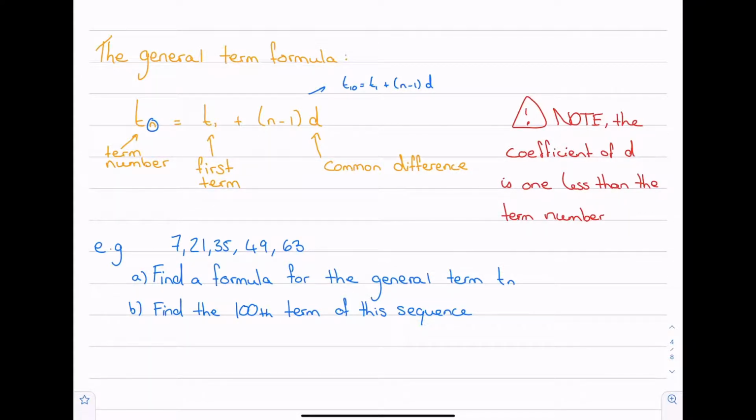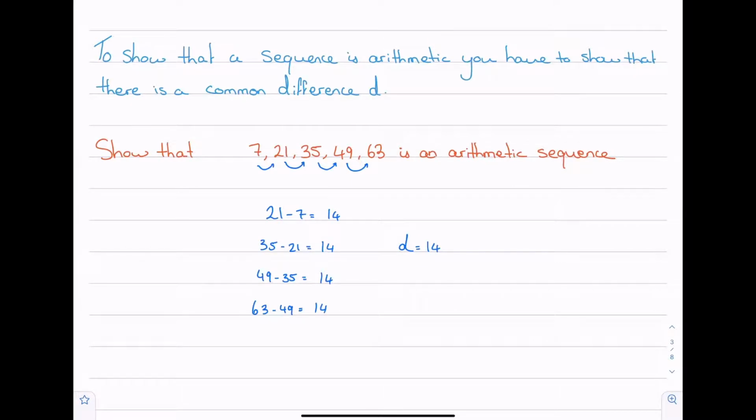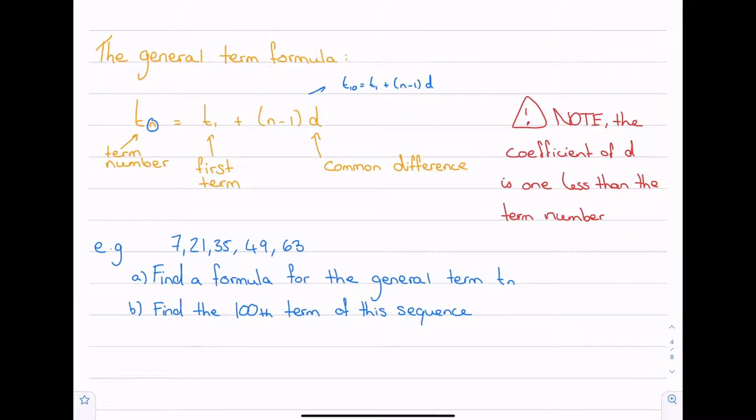T1 is just the first term of the sequence. If we look at the example above quickly, the first term would be 7, so T1 would be 7. N minus 1 is linked to the term number you're looking at. If you're looking at the 10th term, you insert 10 for n. And d is the common difference that I've been going on about for the last two parts.